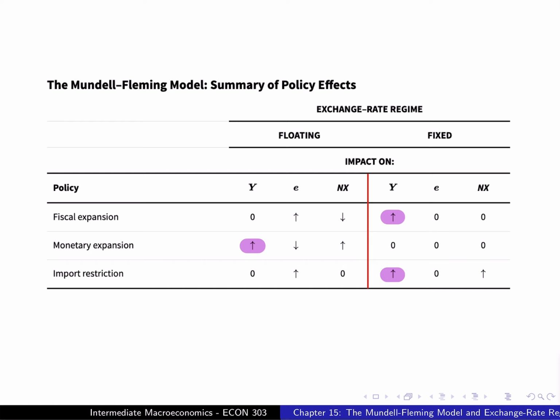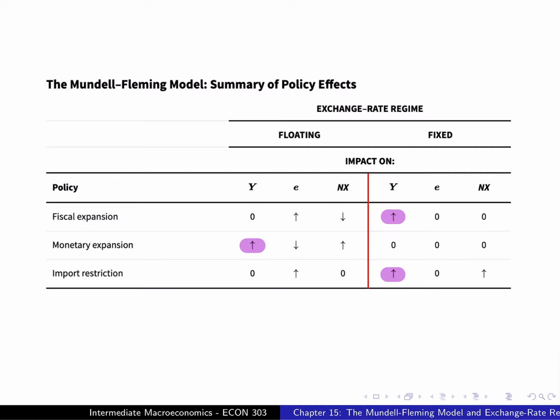Policy 3. Import restrictions. Under floating exchange rates, output Y no change. Exchange rate E increases. Net exports NX no change. Under fixed exchange rates, output Y increases. Exchange rate E fixed. Net exports NX increases.